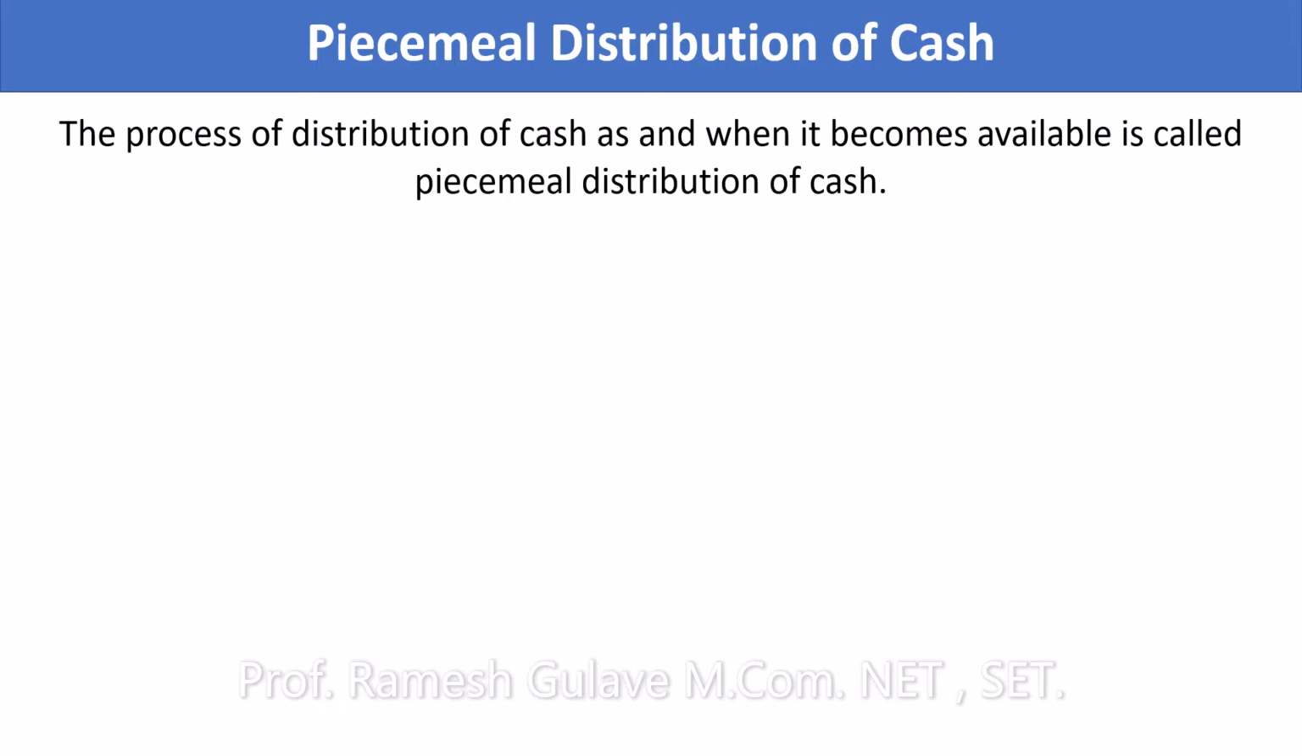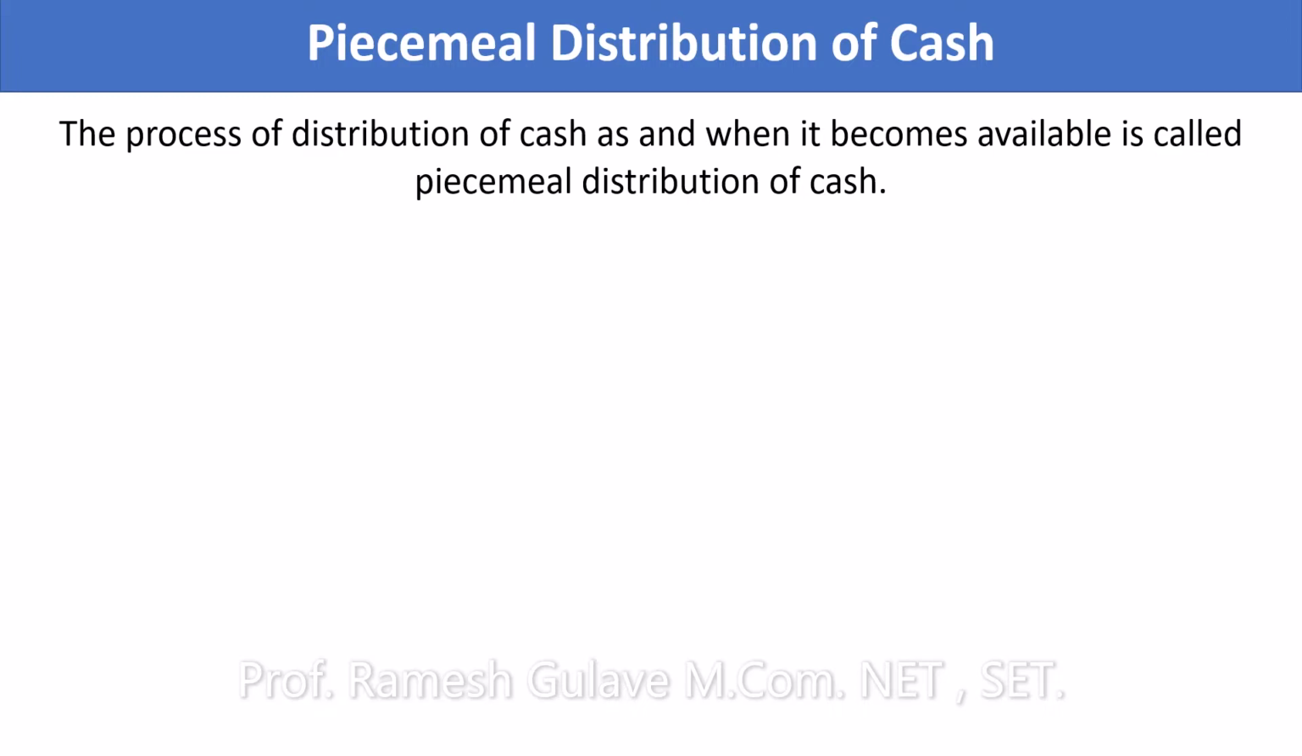Friends, let us understand what is piecemeal distribution of cash. As per the definition, it is the process of distribution of cash as and when it becomes available. So basically, the process of distribution of cash as and when it becomes available is called piecemeal distribution of cash.